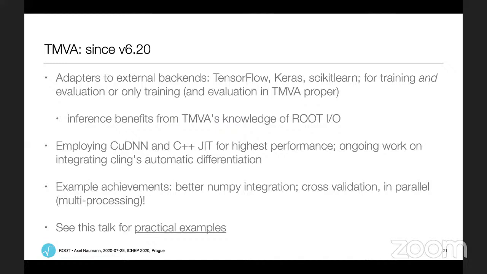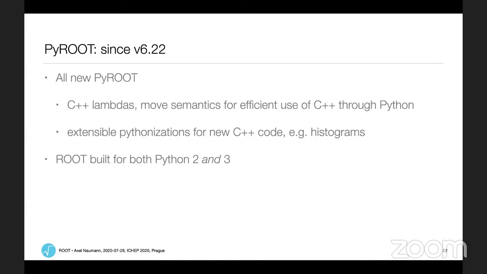TMVA has several new features since 6.20. For example, well, those are older, the adapters to backends like TensorFlow and Keras and scikit-learn. But then there is also QDNN and C++ jitting to get highest performance, also for boosted decision trees. We have better NumPy integration. And because all of this is fairly descriptive, not very practical, I gave you a link to a talk which explains with code how to use these new features.